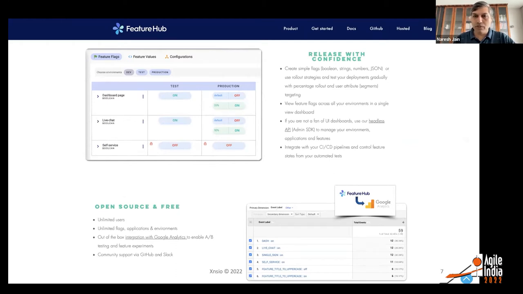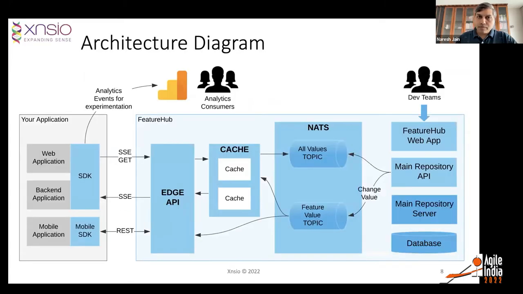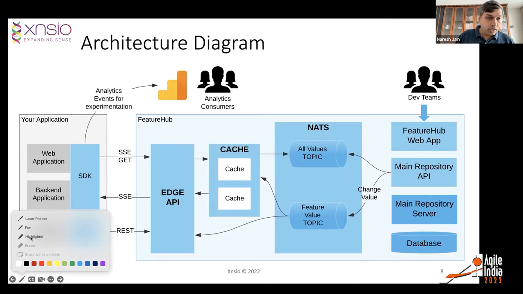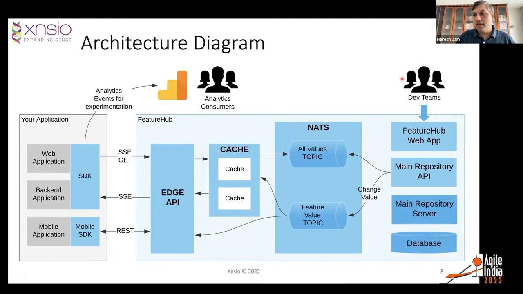It's a free open source tool that allows you to do feature toggles and a lot more things, including A/B experimentation and so forth. It's important to quickly explain the architecture so everyone understands what was going on when Nilesh was demoing things. What Nilesh was doing was interacting with the Feature Hub web application, from where he was turning the feature on and off.